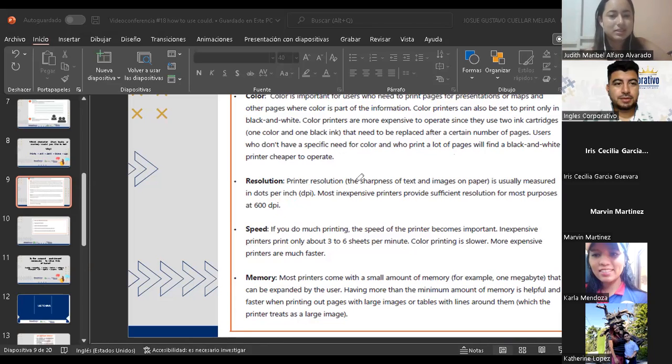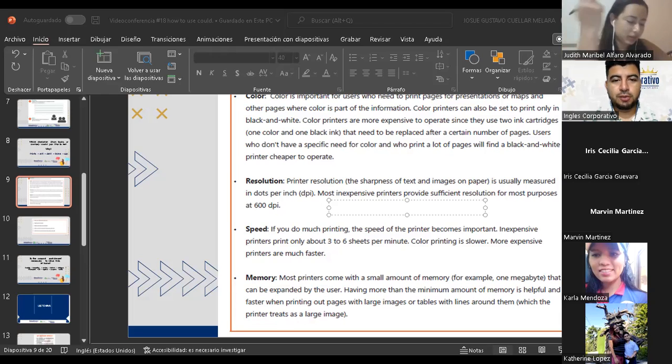Dots per inch. That's per inch. Esa es la respuesta, ¿verdad? O sea, ¿qué simboliza cada una de esas letras? That's per inch. Puntos por pulgada.